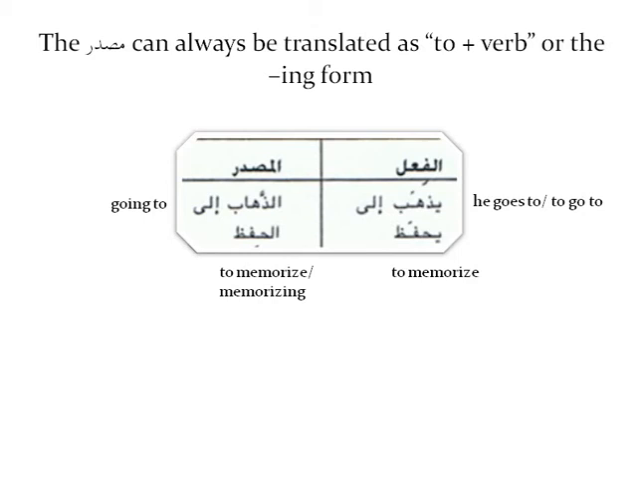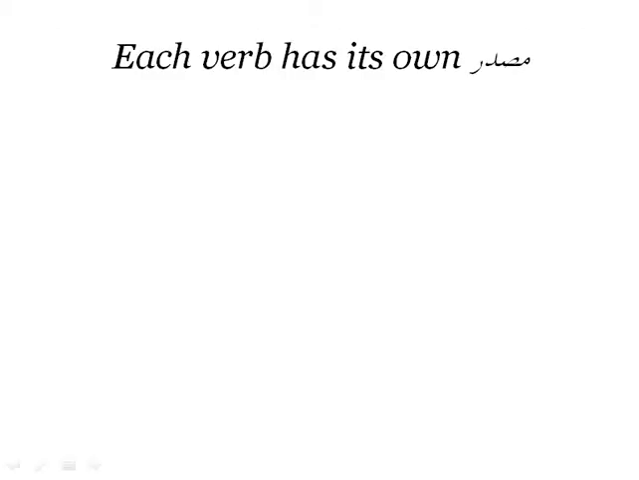Here Al-Kitab says that each verb has its own masdar. Let's unpack that a little. Every verb has a verbal noun. Every verb has a masdar. You can always say to plus the verb or add an ing, whether in English or in Arabic.